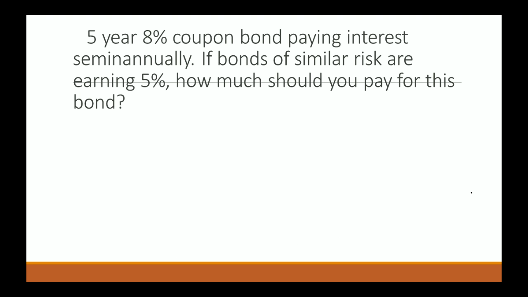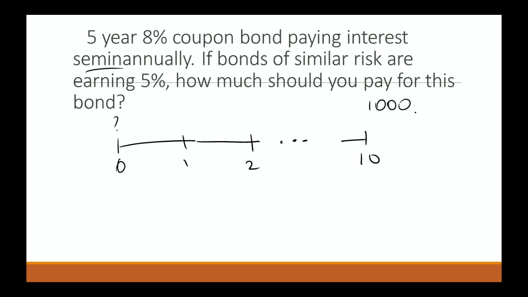So here's a couple of additional problems that aren't in your PowerPoints. First off, let's look at a 5-year, 8% coupon bond paying interest semi-annually. Bonds of similar risk are earning 5%. So how much would you pay for this bond? So we're looking at 5 years. We're wanting to know how much to pay for today. But it pays interest semi-annually, so we're looking at 6-month periods here. So there are 10 6-month periods in 5 years. Has a face value of 1,000. It's not mentioned, but if it's not mentioned, we know it's $1,000.